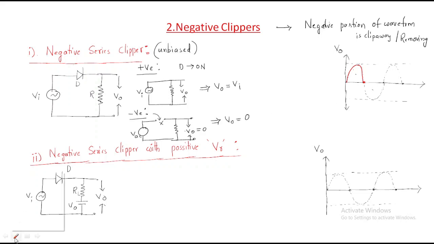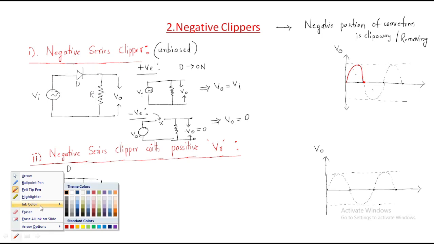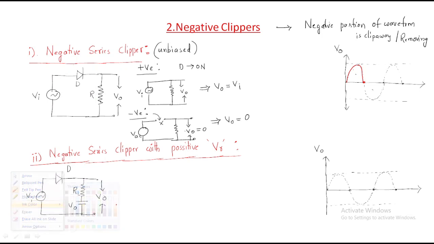Now for the negative side the voltage is 0. On the positive side the voltage is again like this. Understand? This is the negative series clipper operation. This is for the positive cycle and this is for the negative cycle.